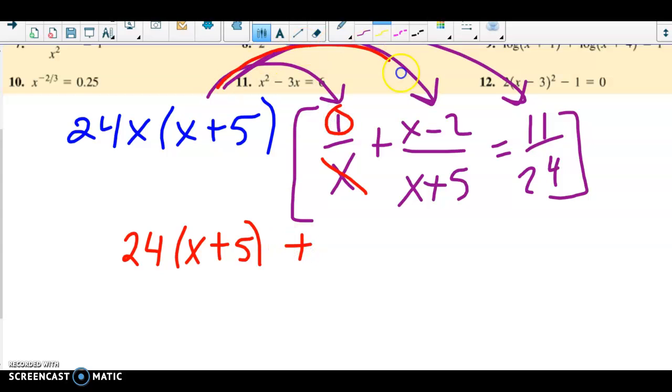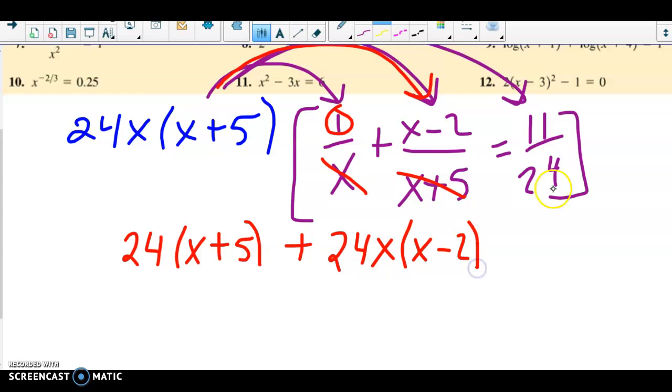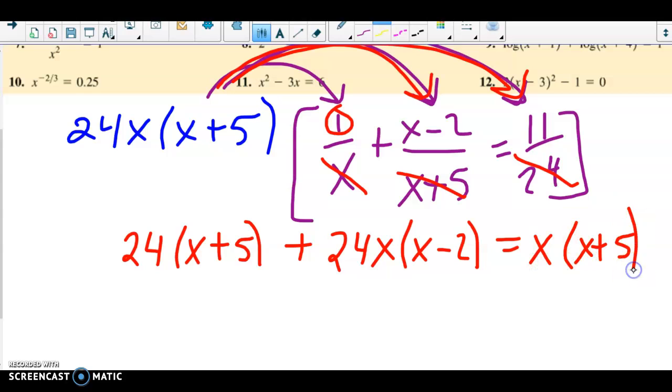Plus, now I'm going to do this second multiplication, and the x plus 5s will cancel out. So I have the 24x times the x minus 2 in the numerator. Now I'm going to do the last multiplication, and this time the 24's cancel out, and I have x times x plus 5, and I also have that times an 11. I'm going to put that first: 11x times x plus 5. Okay? All right, and now it's just some distribution.